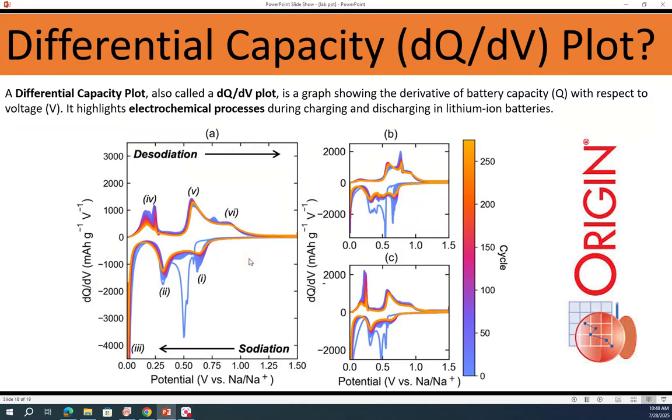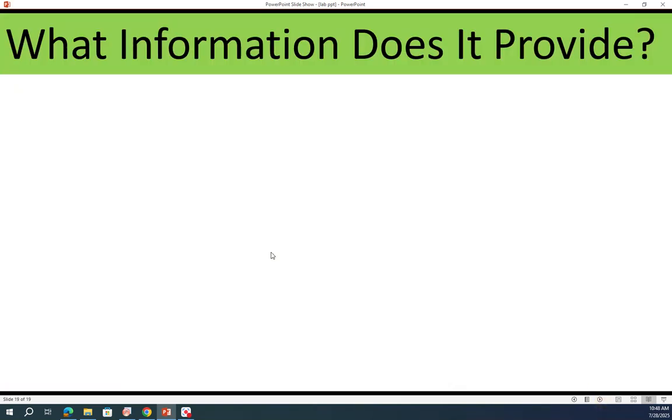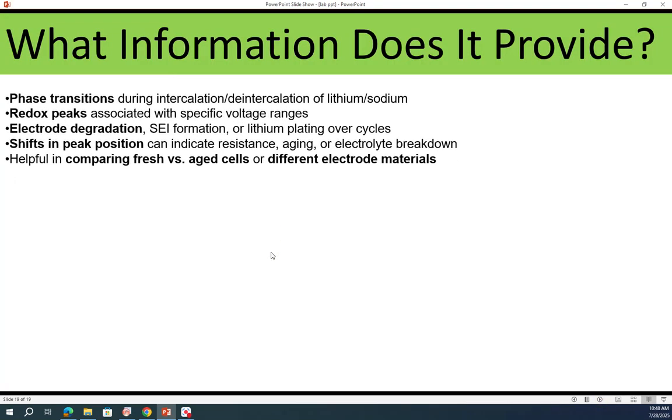And let's see first what kind of information we can get from the differential capacity plots. There is a lot of information, like phase transition, redox peaks, electrode degradation, and shift in the peaks, which indicates the resistance, aging, or electrolyte breakdown. And it's also helpful in comparing fresh versus aged cells or different electrode materials.